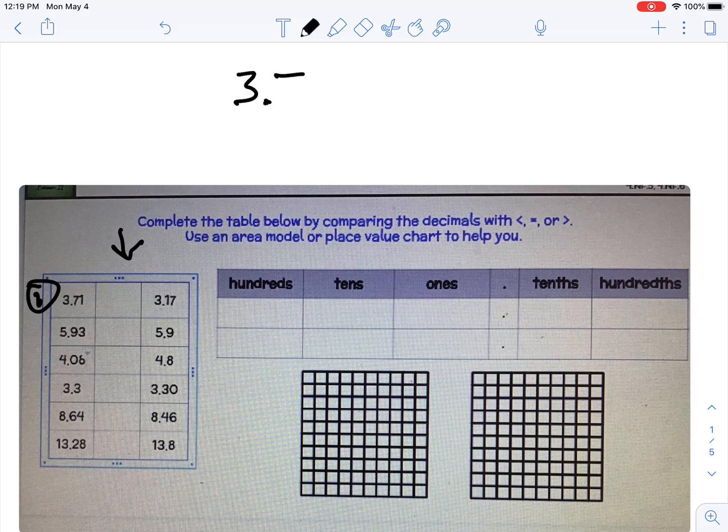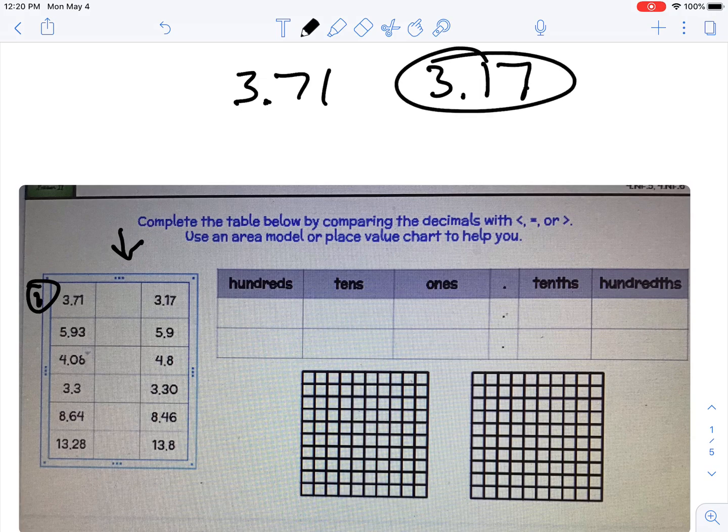So for instance, let's look at number 1 here. We have 3 and 71/100ths, and then we have 3 and 17/100ths. First of all, if you can pronounce them out loud, you should probably be able to tell pretty easily which is larger. But here's what I recommend. Stack the numbers, but line them up by the decimal points. Okay? So I'm going to take this number, and I'm going to make sure the decimals are always lined up. Right? And now it's easy to compare.